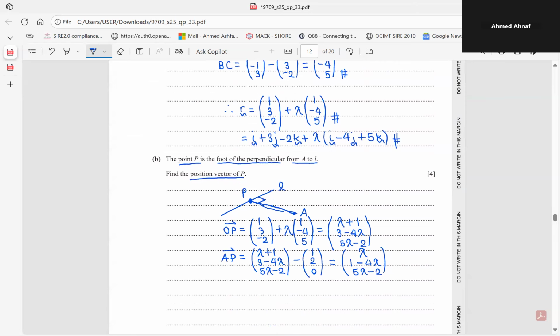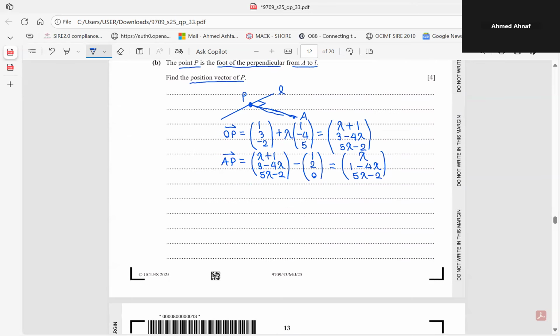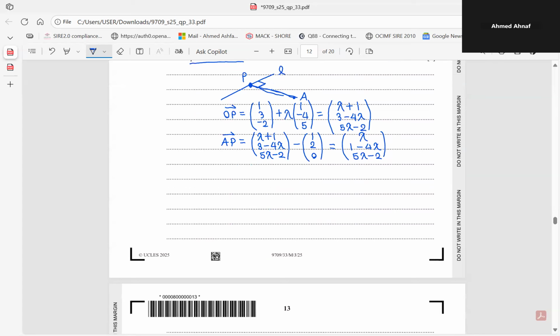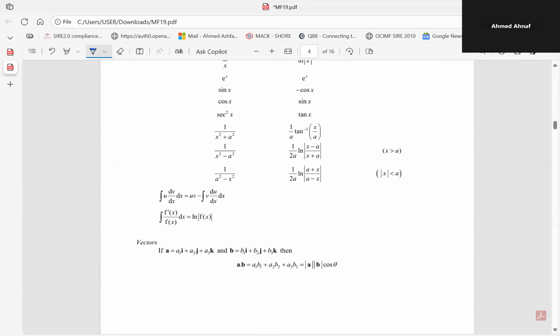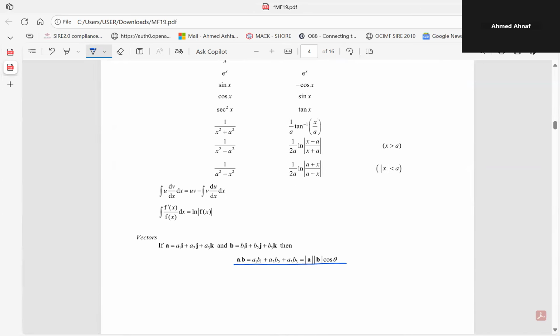And now we're going to use our scalar product. So since these are meeting at perpendicular lines, the dot product of AP and L should equal 0 because cosine 90 is equal to 0. You can take a look at your scalar product formula right at the very end. Yeah, so cosine theta is the angle that they meet.